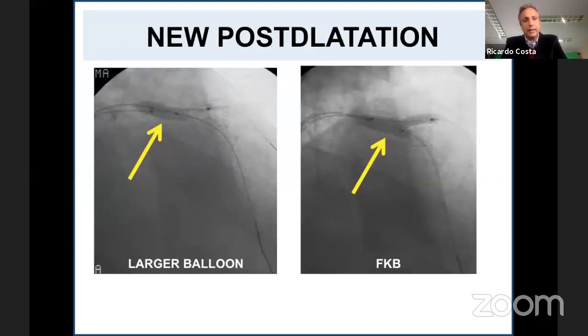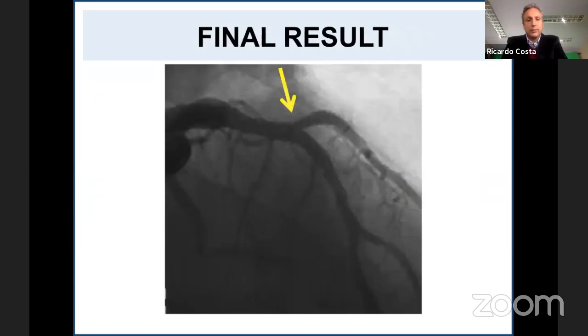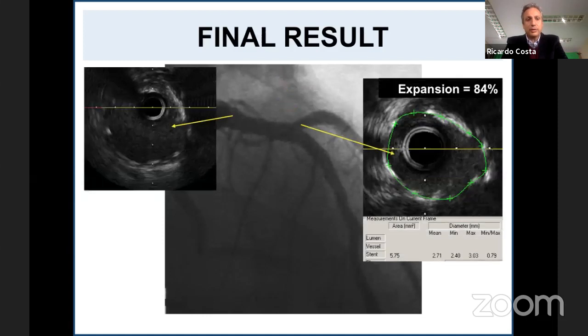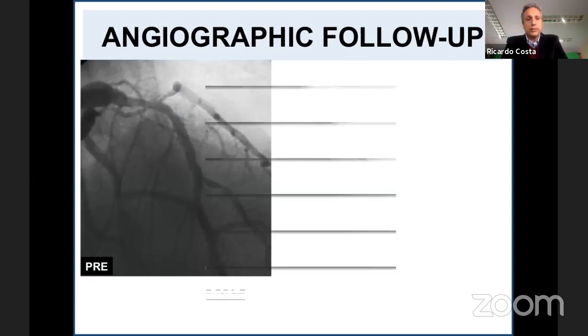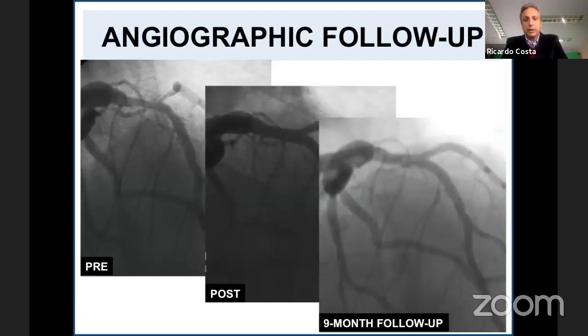So we come back with this support procedure, kissing balloon, and this was not a very different result by angio, but by IVUS, yes, that's a good apposition and expansion, now we are above 80%, which should be the minimum target when we are guided by imaging. And this was the follow-up at 9 months with a good, well-sustained result.